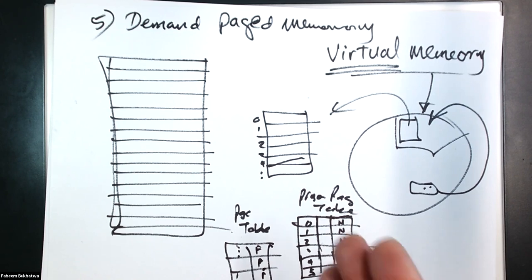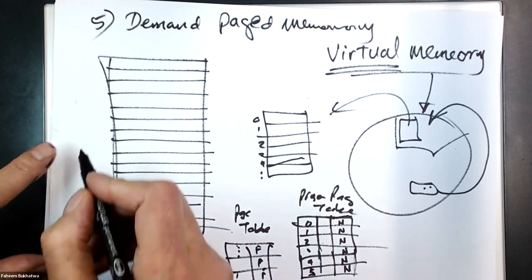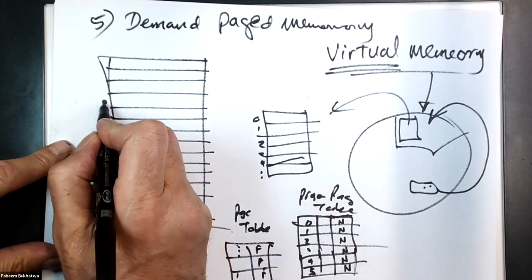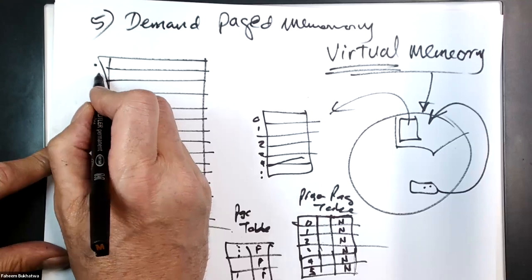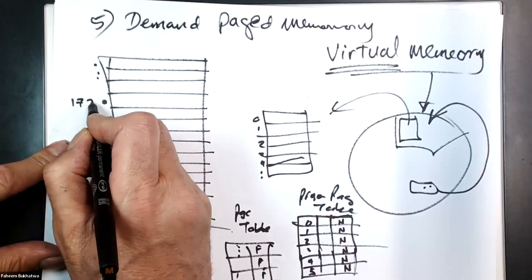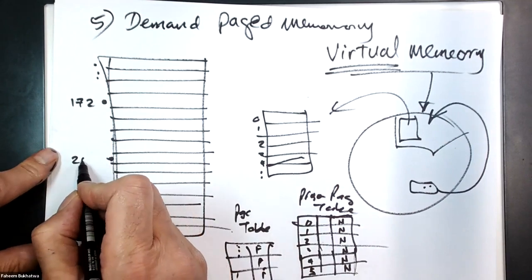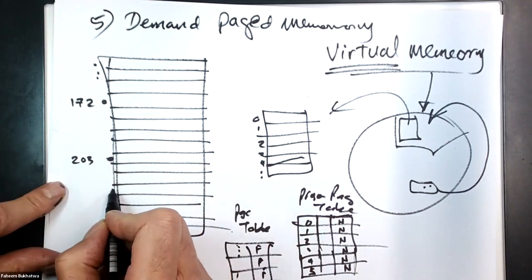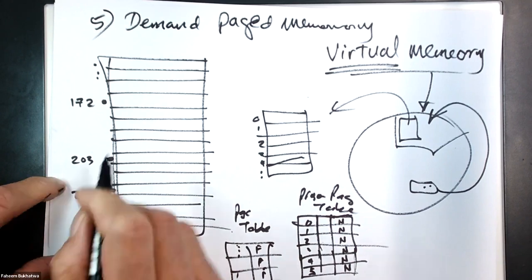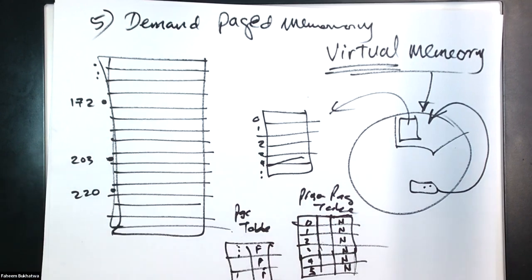So now, for argument's sake, for this program, we're going to give it 3 page frames. So we define them, whichever they are. Let's say this one, and these are numbered 0, 1, 2, 3. Let's say 172 belongs to program 1, and 203 and page frame 220. So these are the 3 pages allocated to this program.